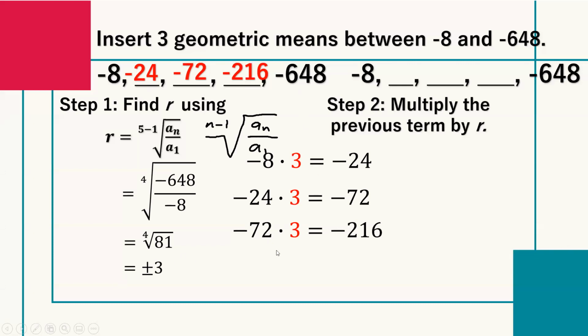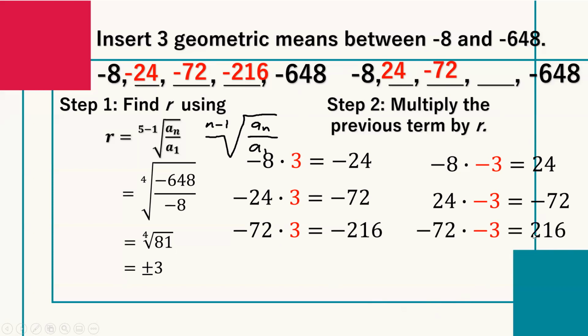Let's use naman the common ratio negative 3. So, we have negative 8 times negative 3. We have positive 24 times negative 3, that is equal to negative 72. And then pag minultiply ulit natin by negative 3, we have positive 216. Okay? So we have now negative 8, 24, negative 72, 216, and negative 648. So ganun lang siya kadali. Yun lang yung mga kailangan nating tandaan para makuha natin si geometric means.